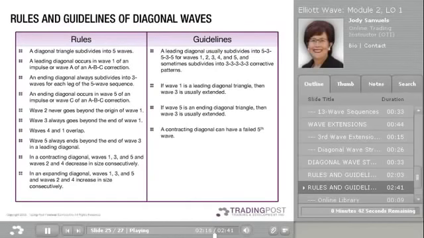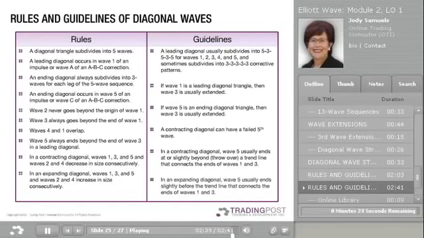5. In a contracting diagonal, wave 5 usually ends at or slightly beyond, a throw-over, a trend line that connects the ends of waves 1 and 3. And 6. In an expanding diagonal, wave 5 usually ends slightly before the trend line that connects the ends of waves 1 and 3.